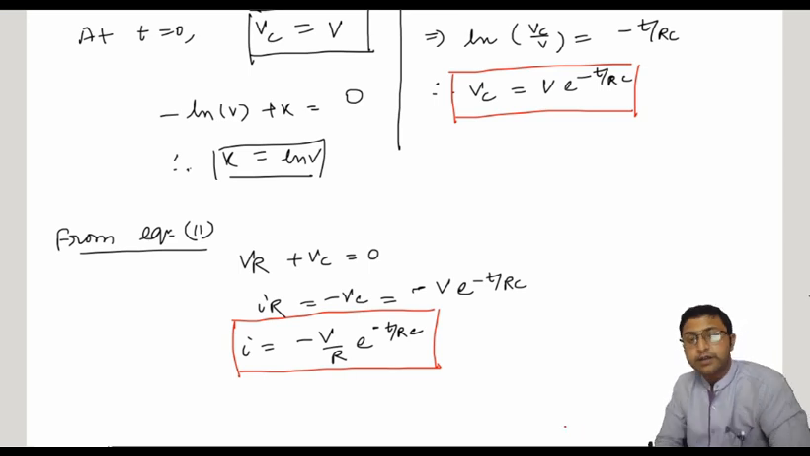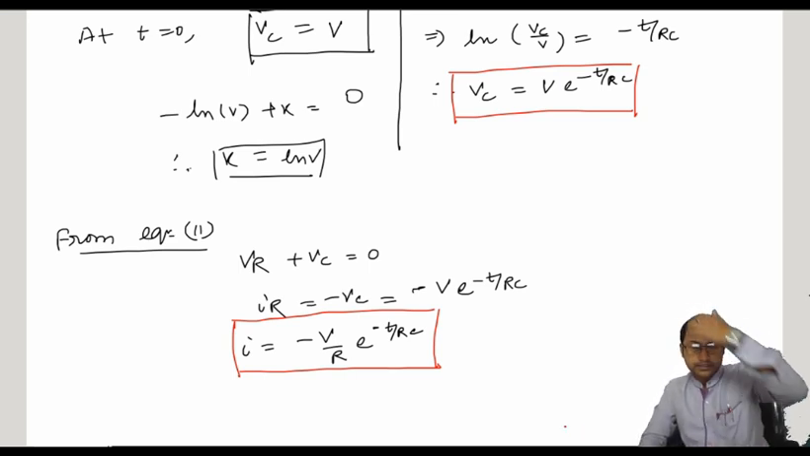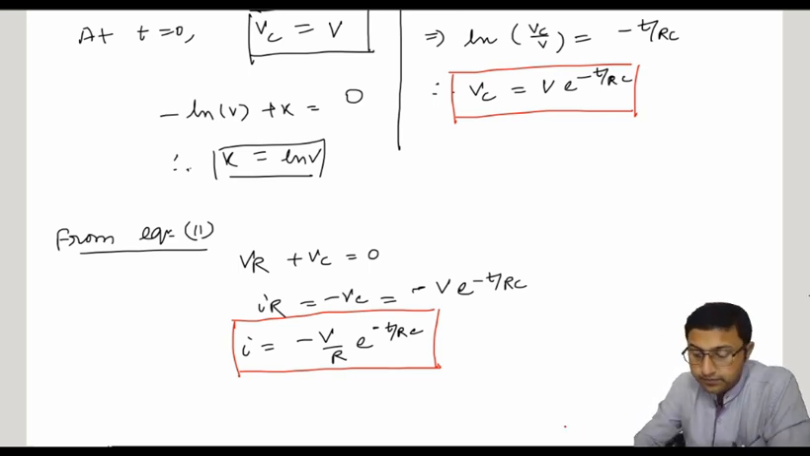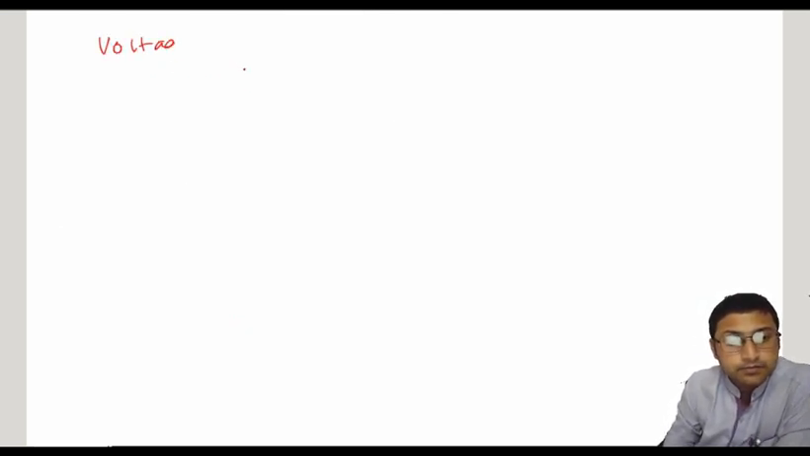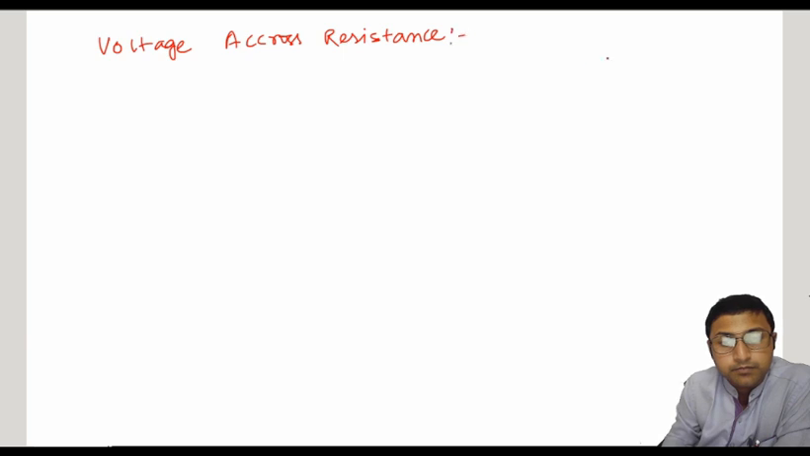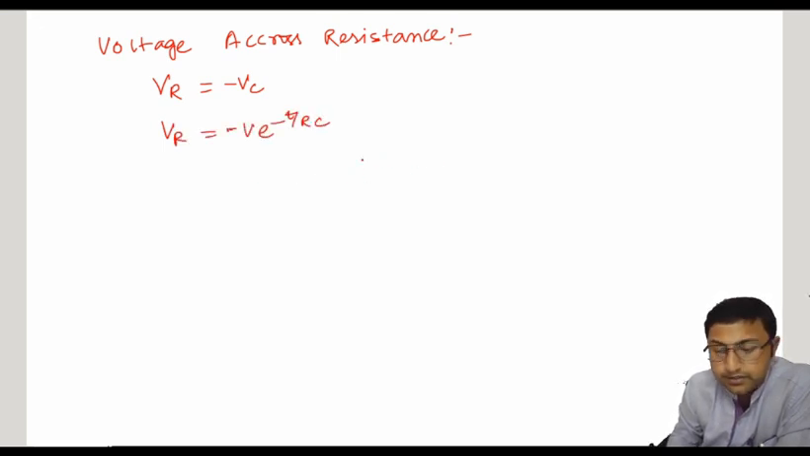That is the source, that means the source-free condition. That is basically the discharging current. Okay, and next one is the voltage across the resistance. The voltage across resistance is basically VR equal to minus Vc. So that means VR equal to minus V e to the power minus t by RC. So it is the voltage across the resistance.